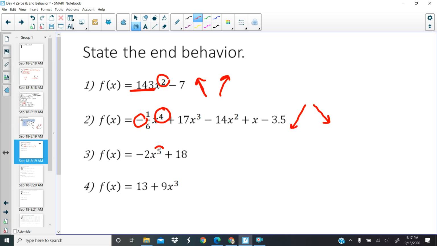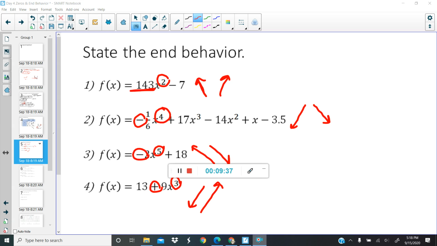My next one, the highest exponent is 5, and the coefficient is negative. So if it's negative and odd, the end behavior is up, down. And my last one, my highest exponent is 3, and my coefficient is positive. So the end behavior is going to be down, up. If you got confused on any of these, then look back at the chart from before. Make sure that you're just looking for positive or negative with the coefficients and even or odd with the exponents.